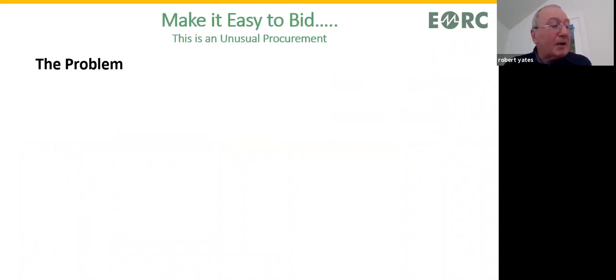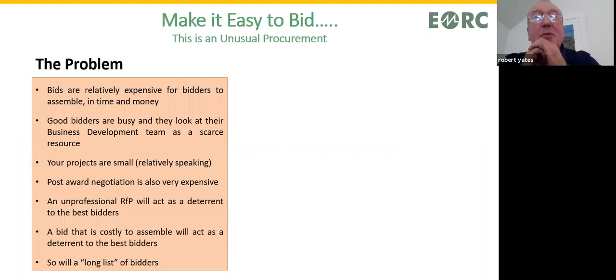You're going to embark on an unusual procurement. You've got a particular set of problems to encounter which may not be very consistent with your day-to-day procurements. In particular, for this sort of solar PV generation, and particularly if a PPA is going to be used, the bids are relatively expensive for the bidders to assemble in both time and money. In all likelihood, you're going to be asking them to design the facility that they're going to provide to you. And I'll touch on this a little more in the next slide. But they're going to be doing design work.